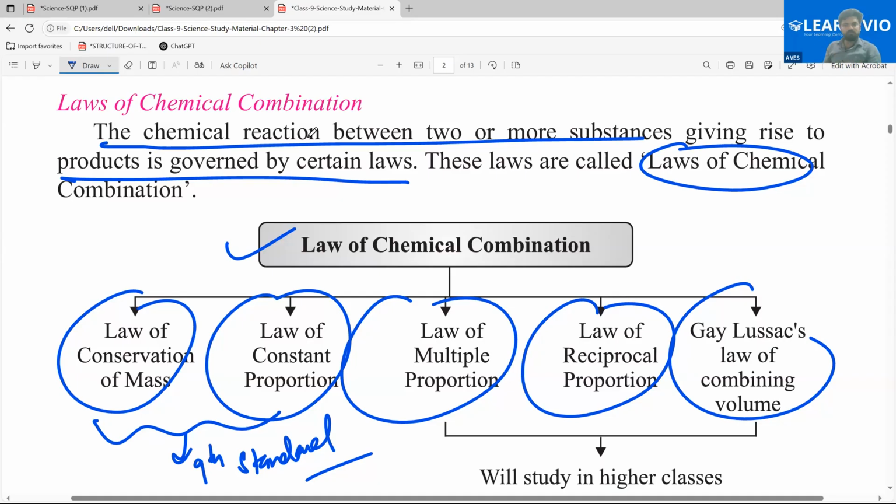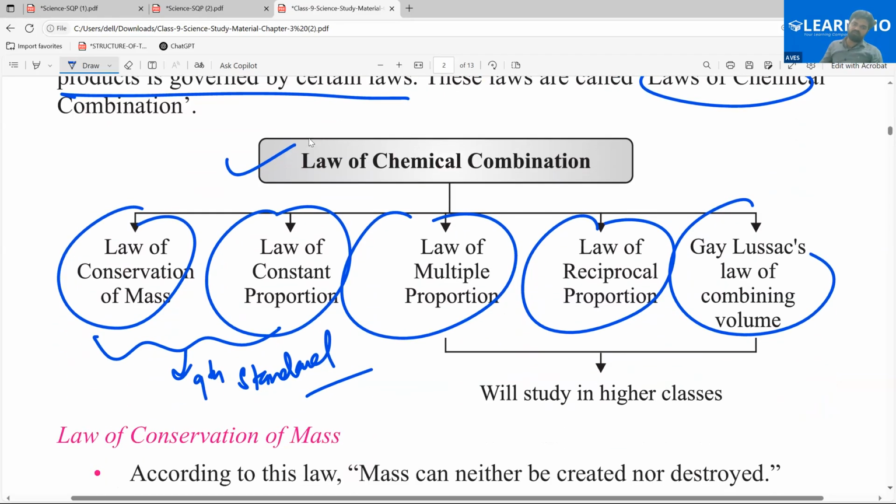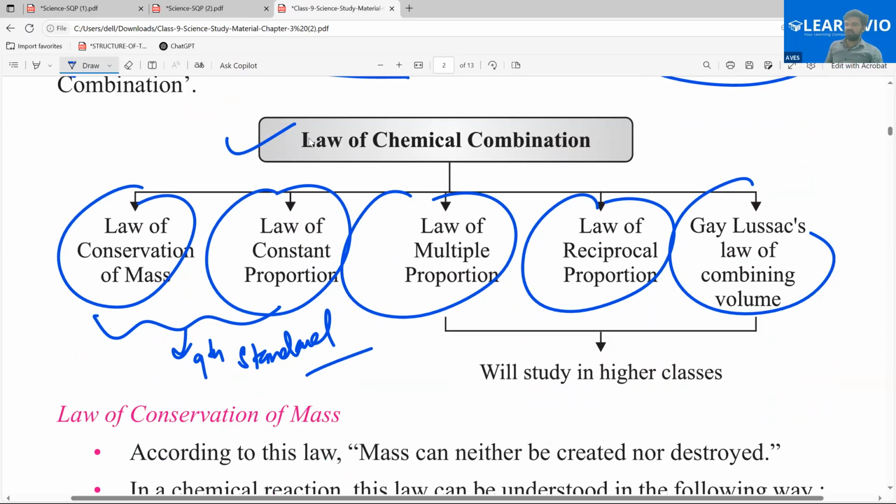Sir, we're also supposed to write the line on top, yeah? What do you say? You're supposed to write what? The entire thing, right? Not only the table. Yes, you have to write the whole table. Because at least you must know that there are the five laws and the names of those. You must know. Okay.